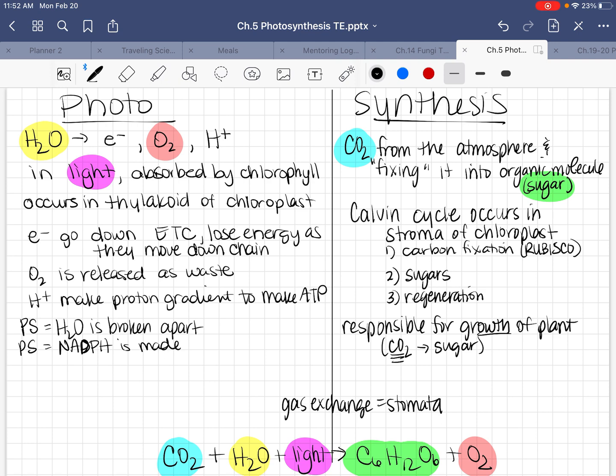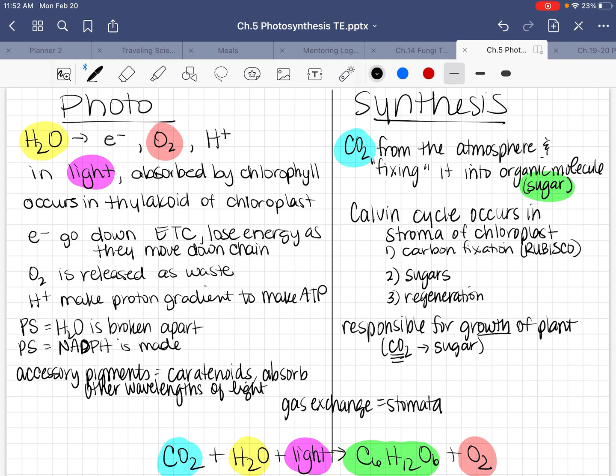We talked about chlorophyll over here on this side in our photo reactions. Chlorophyll is responsible for absorbing light, but we also talked about some other pigments, our accessory pigments. And those were like our carotenoids and such, and they were responsible for absorbing other wavelengths of light. Our chlorophyll was green because it absorbs every color but green. Our carotenoids could be reds and yellows, so they absorb every color but the reds and the yellows, so they can get all the other light that the chlorophyll can't absorb.